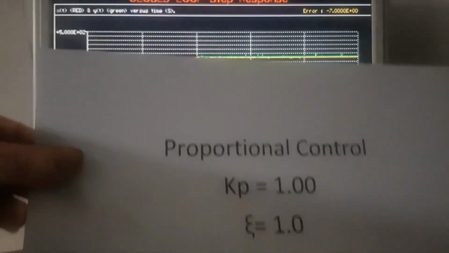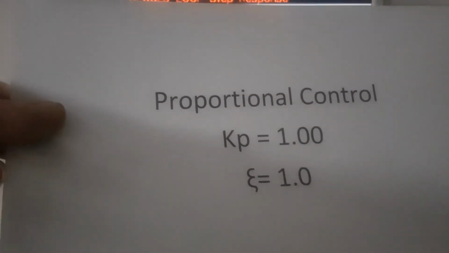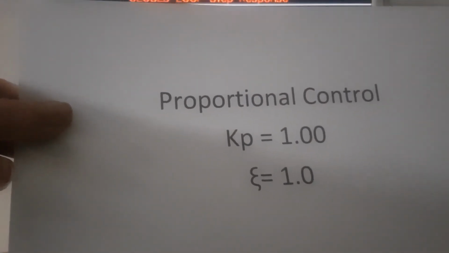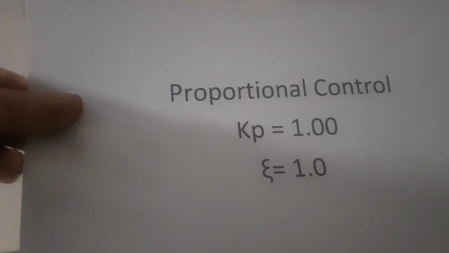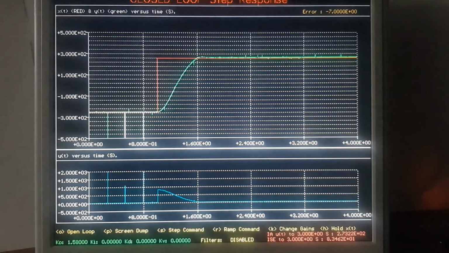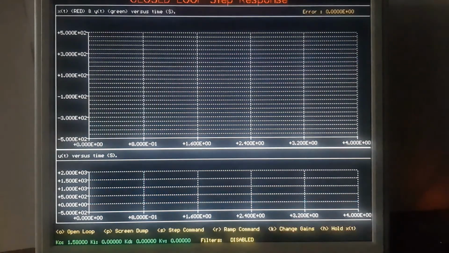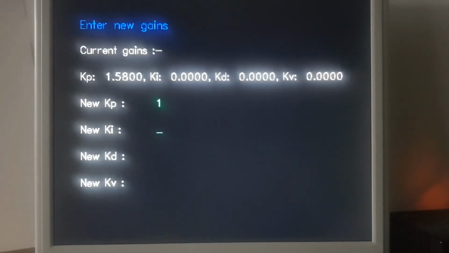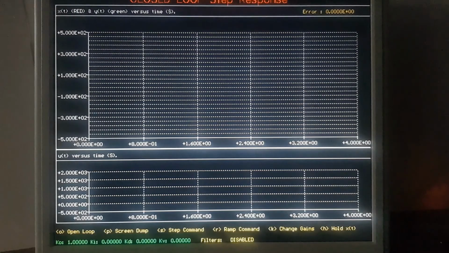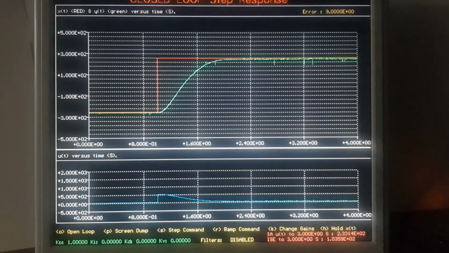The last one to do in this particular set is proportional control with Kp as 1, which by chance gives us a damping ratio of 1 as well. So this is the last one to do, damping ratio of 1. And there we have the response with the damping ratio of 1.